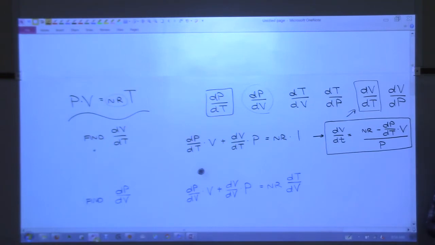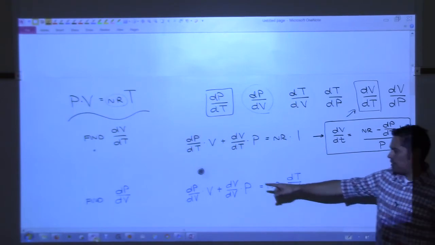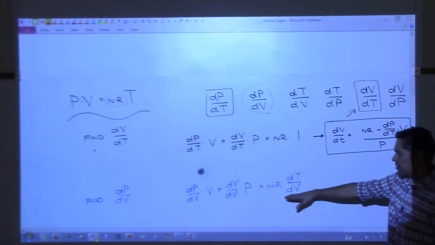I'll give you another maybe minute, see if anyone else has any more questions. I didn't solve the second one yet for dp dv. I just want to make sure everyone understood the derivative first.